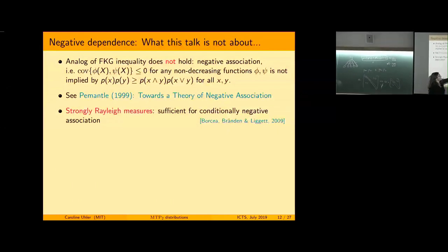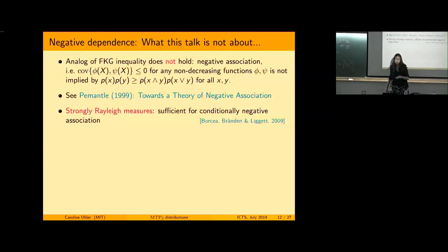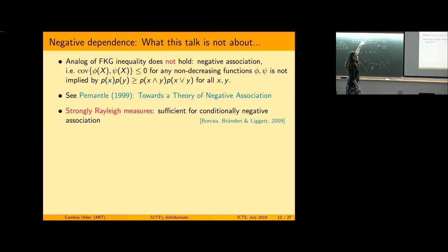And it was only recently defined, and in fact, only in this discrete setting. The continuous definition of what would imply negative association is not yet known. These are known as strongly Rayleigh measures. So that's the correct definition of what you have on this side to imply negative association. But in the continuous setting, nothing is known yet. Okay, so this is a really hard story.